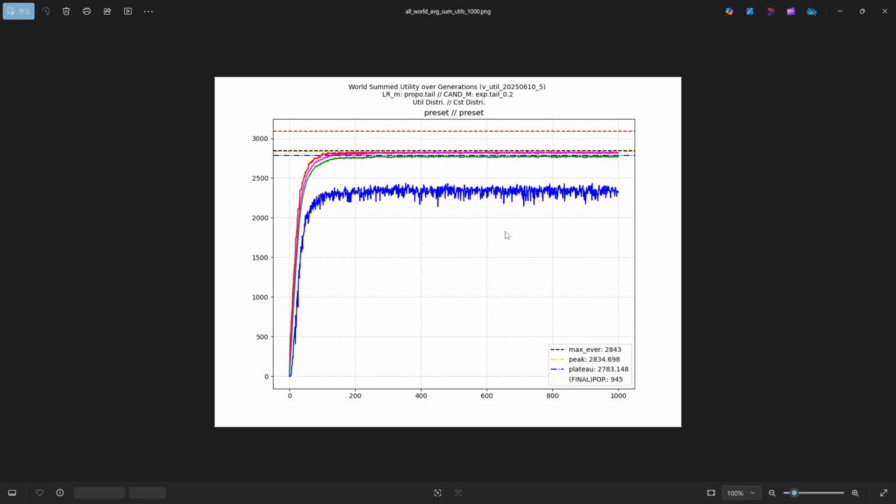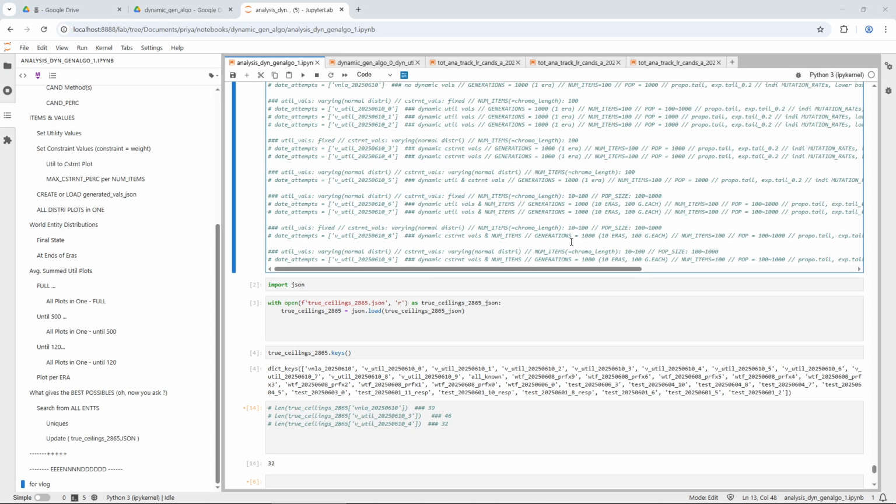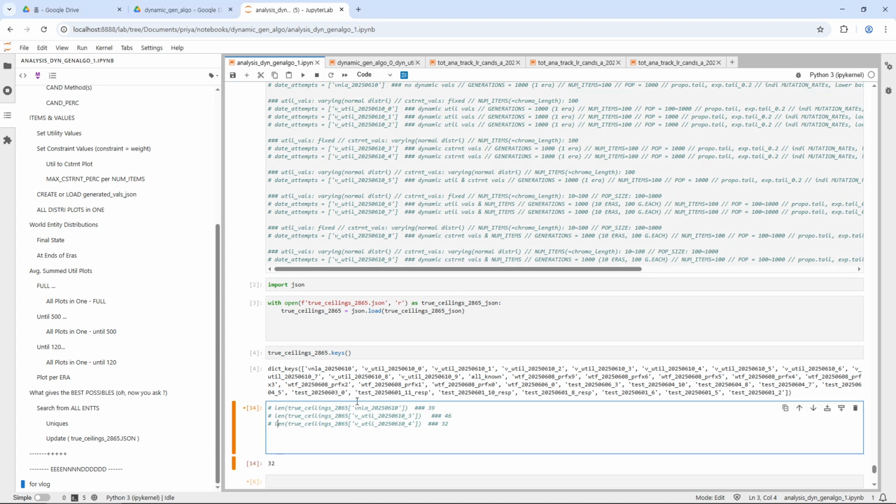Okay, so the maximum ever under this setting was 2843, but we still don't know if true ceilings existed, and if they did, how many existed. So let's go see that. This is 34. I got 34 for this. 34 true ceilings, even when the utility values and constraint values were varying.